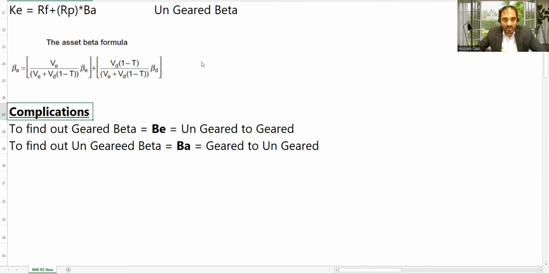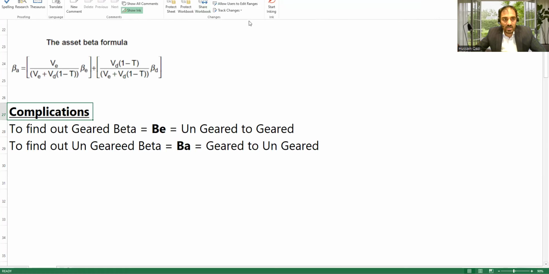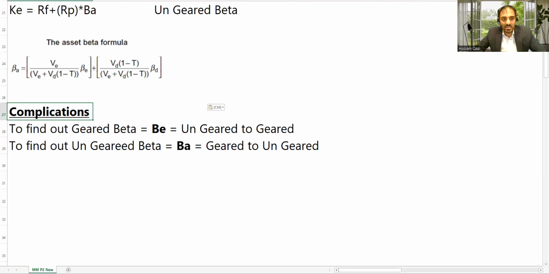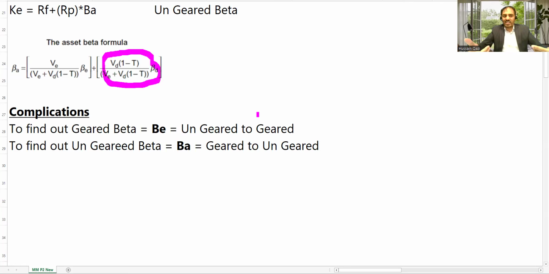This is the formula of the beta asset. Normally we use the same formula. Beta asset is equal to beta equity multiplied by equity value divided by equity value plus debt value multiplied by 1 minus t. And debt beta in the majority of cases is 0. If it's available, then the formula will extend accordingly. So that's the point about the CAPM.